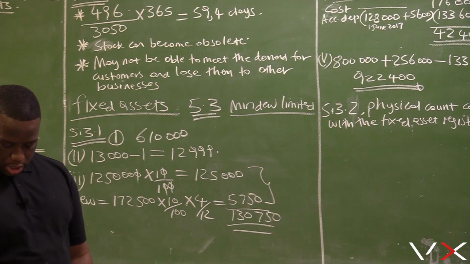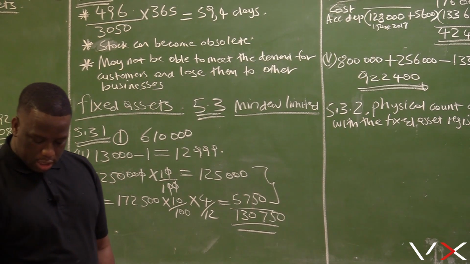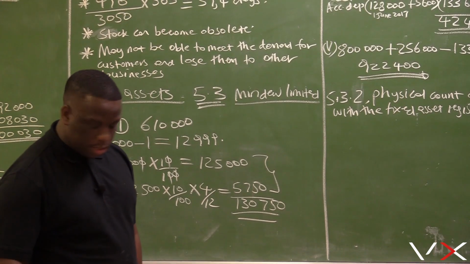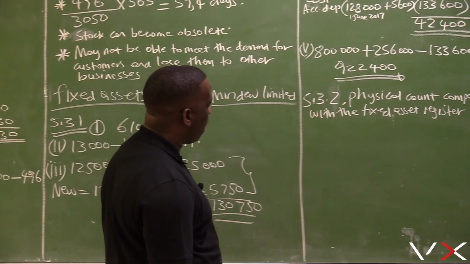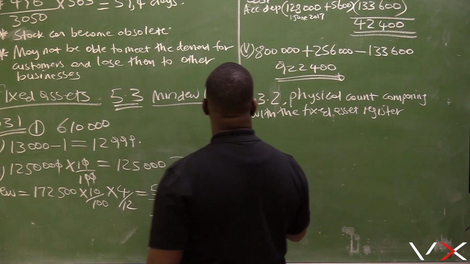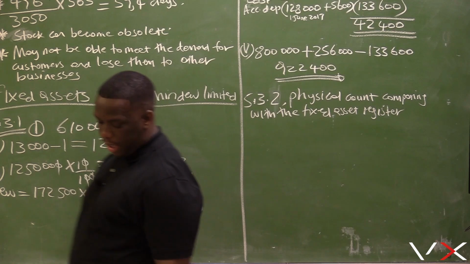So to answer this question, how the internal auditor should check that movable fixed assets were not stolen, the internal auditor should conduct a regular physical count and compare the results with the fixed asset register.